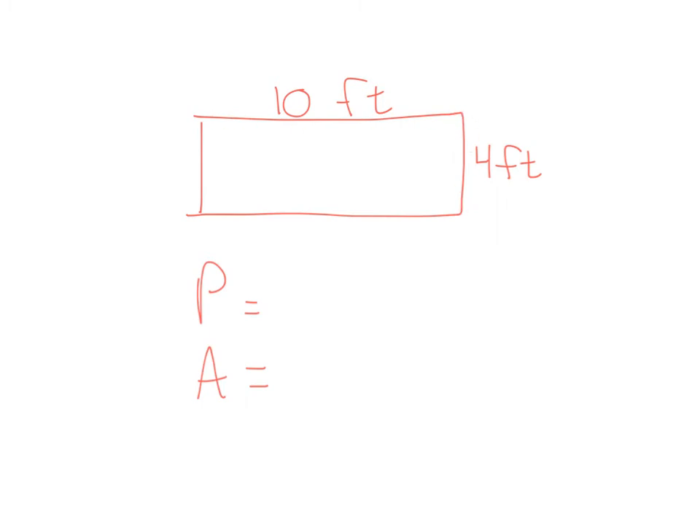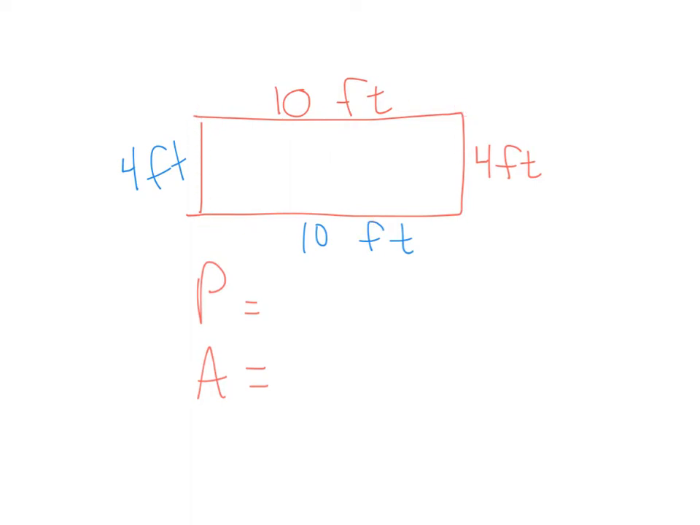My recommendation is always that students start out finding the perimeter first, as that helps solve parts of the puzzle. So I'm going to label my other sides here. So this would be 4 feet. This would be 10 feet. Now the perimeter is the distance all the way around. So we have a 10, a 4, a 10, and a 4.